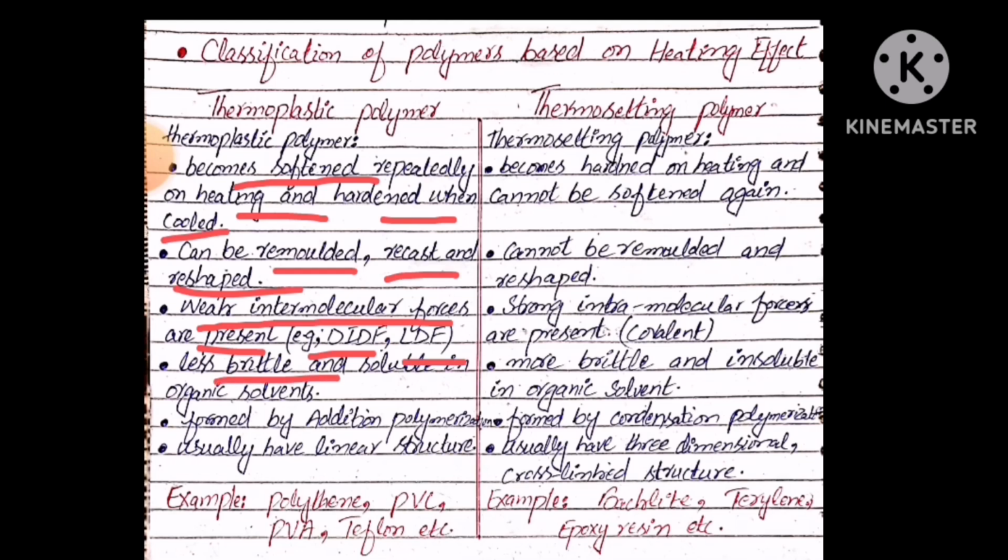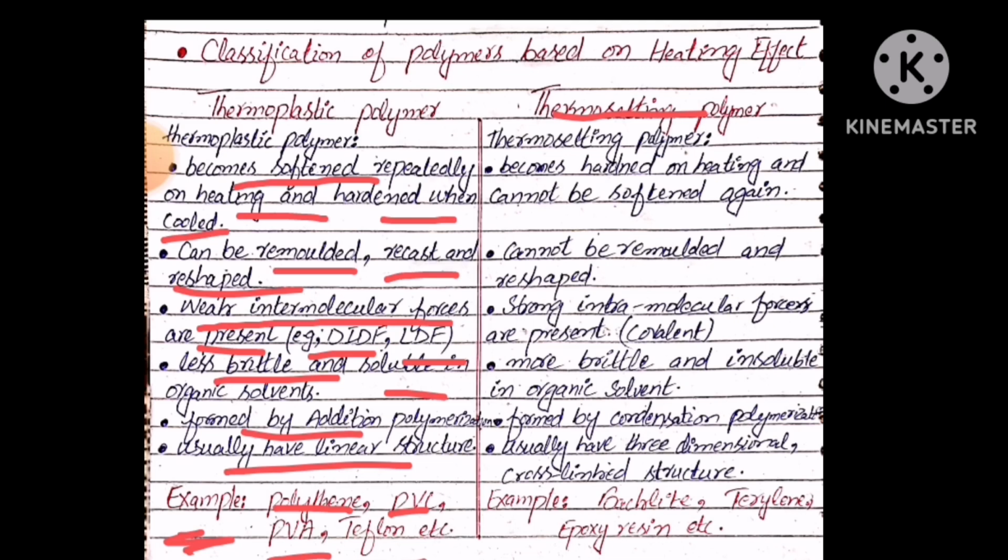So they are less brittle, and soluble in organic solvents. Formed by addition polymerization, they usually have linear structures, and the examples are polythene, polyvinyl chloride, polyvinyl acetate, Teflon, etc. Now in the second class, thermosetting polymers, we will compare it with the earlier one, thermoplastic polymers.